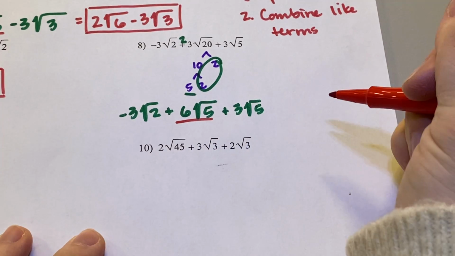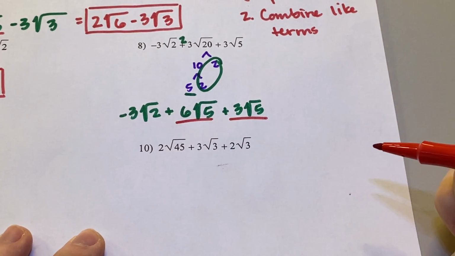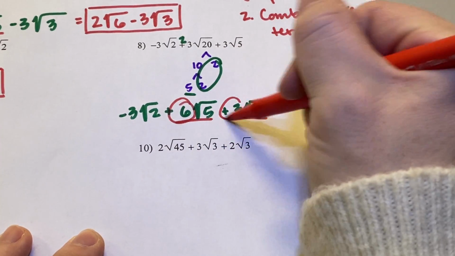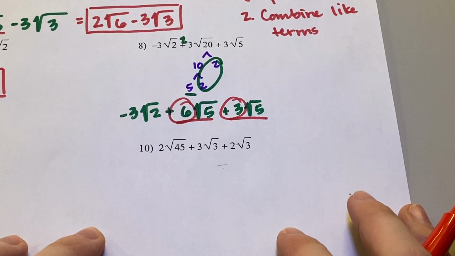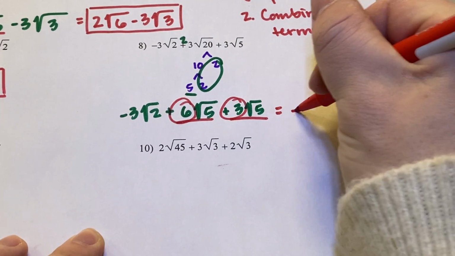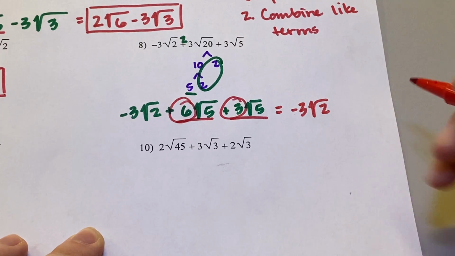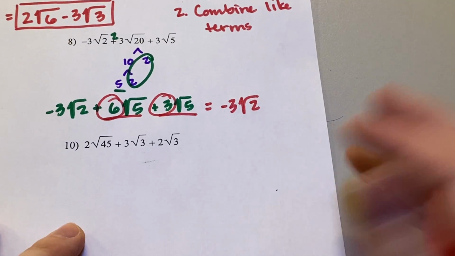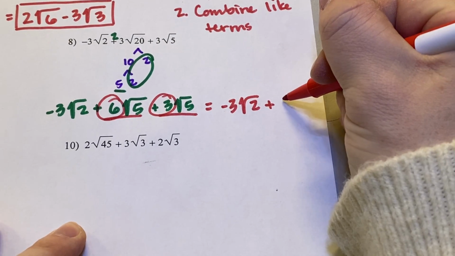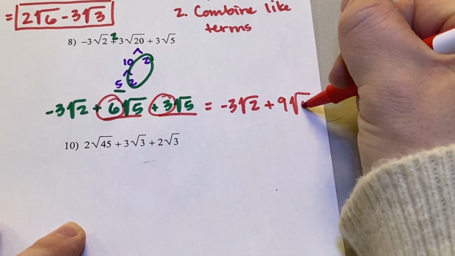We got 6 root 5, which we can combine with 3 root 5. What is 6 plus 3? How many root 5s do I have? Beautiful. So final answer, negative 3 root 2. We couldn't simplify or combine him with anything. But we could combine 6 and 3 to make 9 root 5.